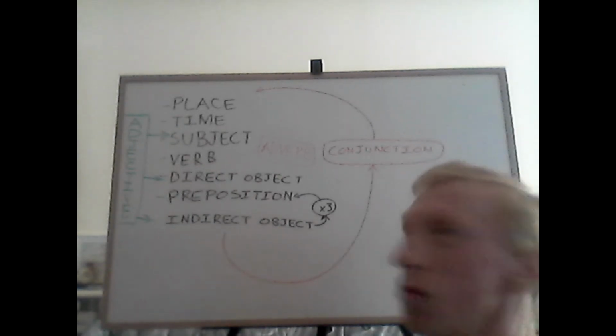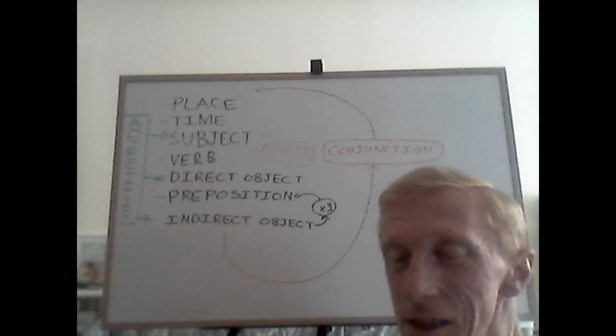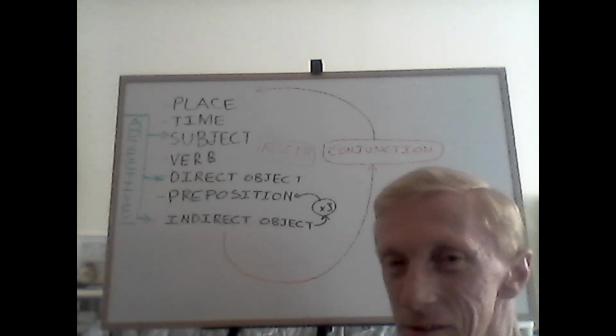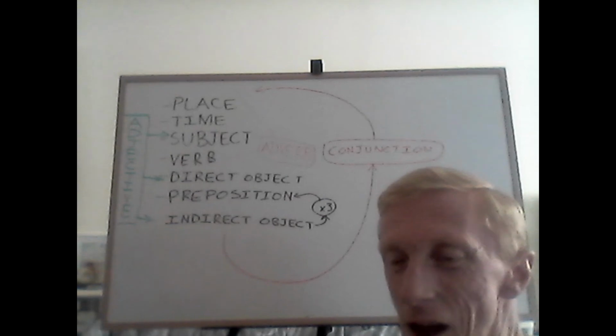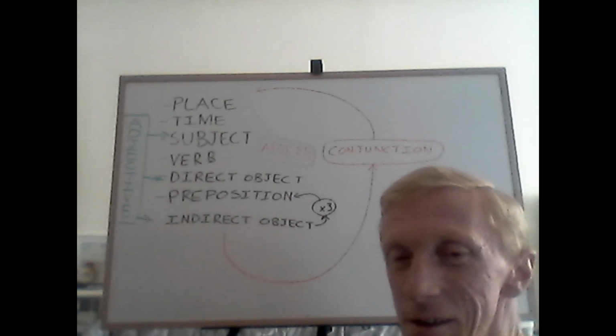Adjectives for any noun. Verbs can be followed by adverbs and then a conjunction. And that can mean the whole thing starts again.